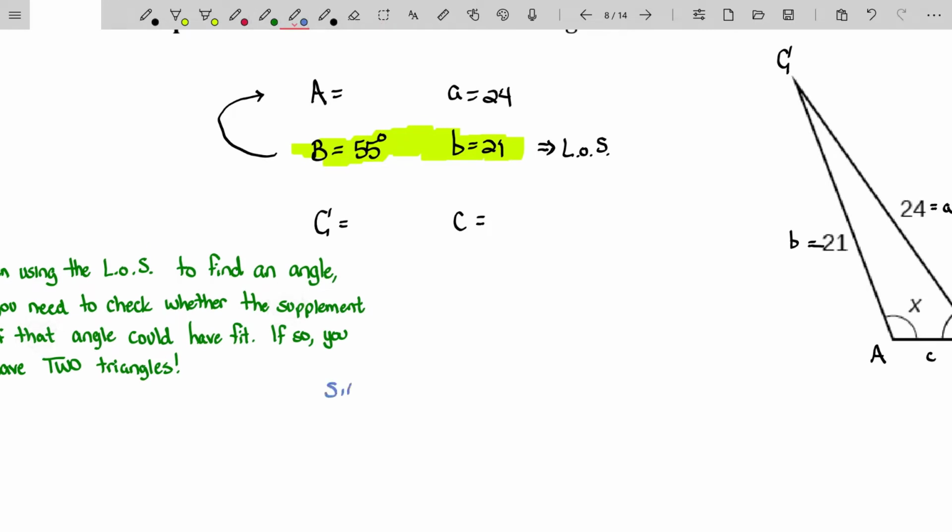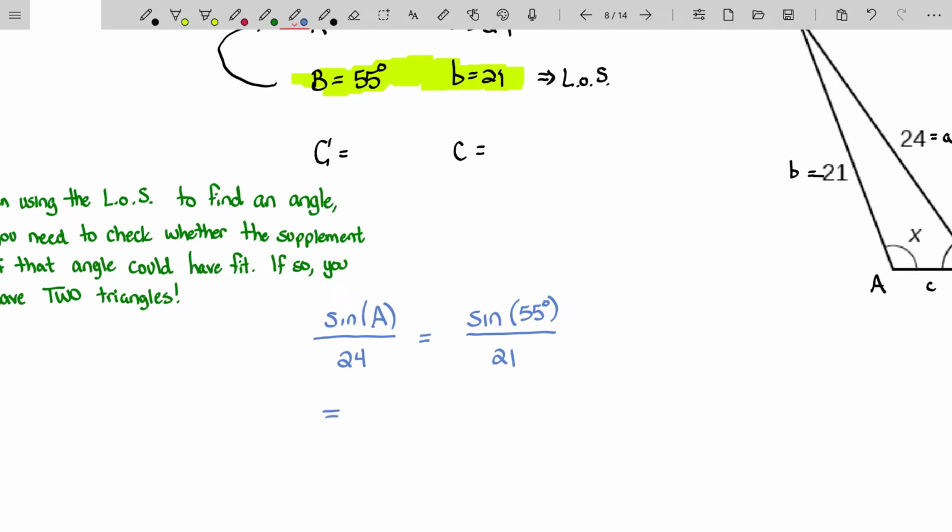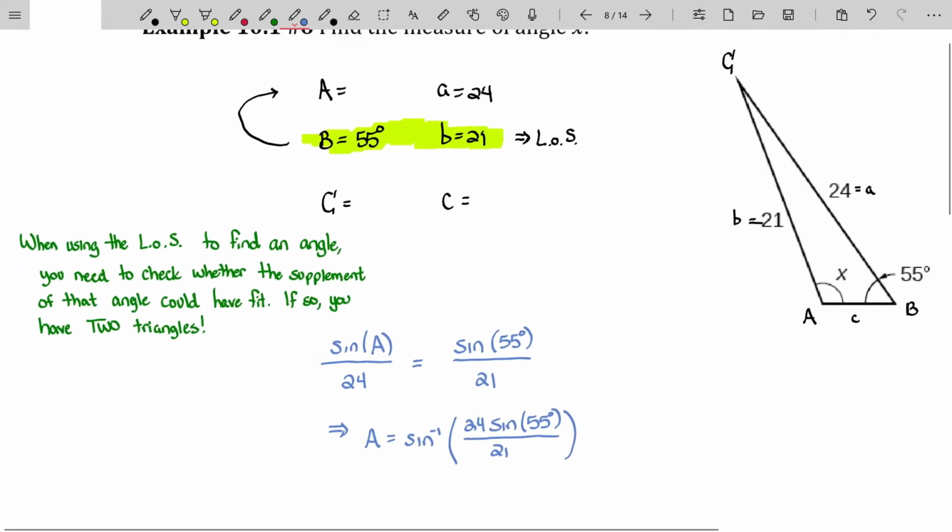So the sine of angle A is to side length A as the sine of angle B, which is 55 degrees, is to side length B, which is 21. Multiply both sides by 24 and then take the sine inverse. You'll get A is equal to sine inverse of 24 sine of 55 degrees divided by 21. You feel pretty good about that. And so you go ahead and grab yourself a calculator to figure out what the angle is.